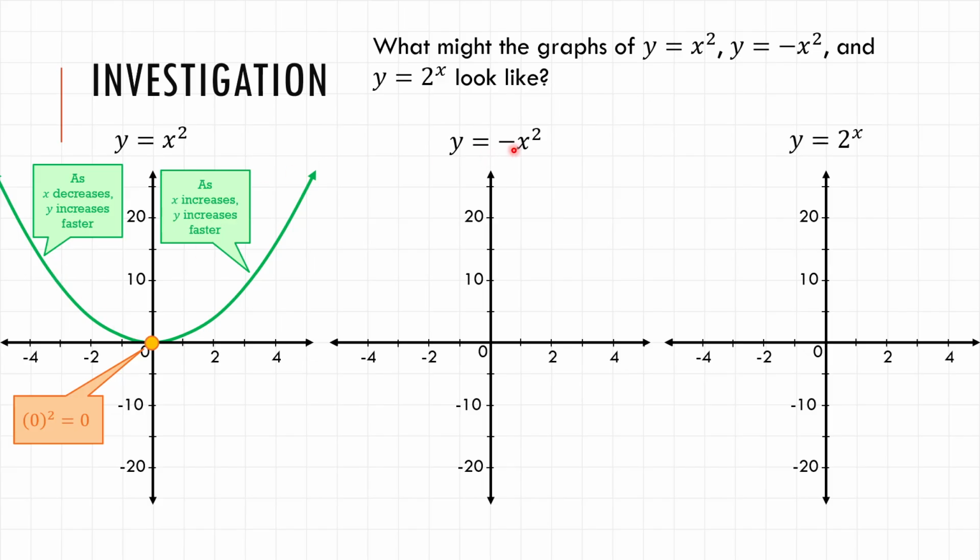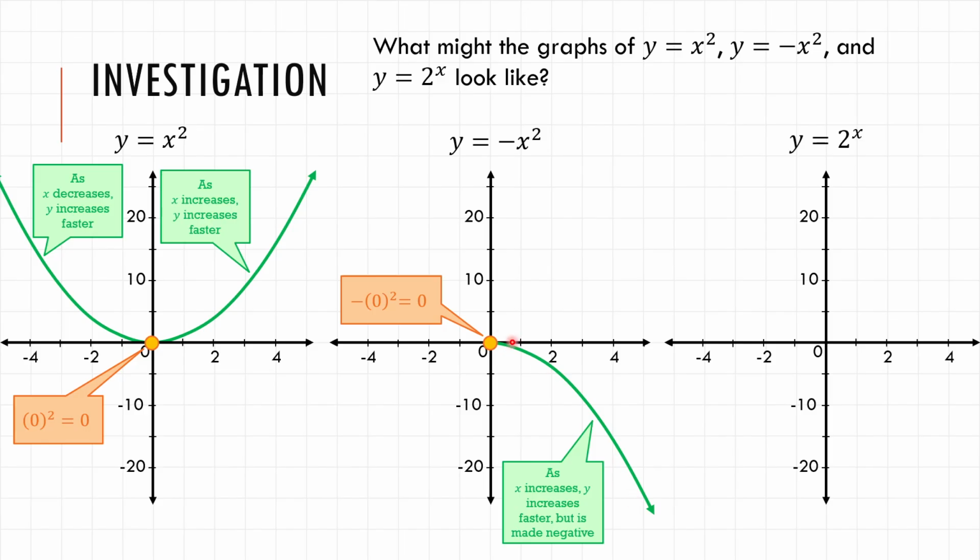Moving on to negative x squared, something very similar will happen. It still has a point at the origin, right? Negative 0 squared is still equal to 0. But then as we increase the x value, the x squared ends up being a big positive number, but then we are making it negative with this negative over here. So we're multiplying it by -1. And that's going to take the exact shape, and it's going to make all of these y values negative. So they will actually be underneath the x-axis.